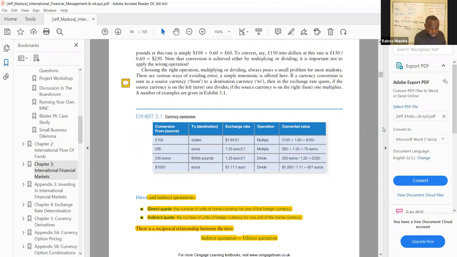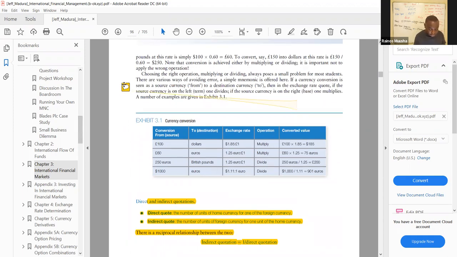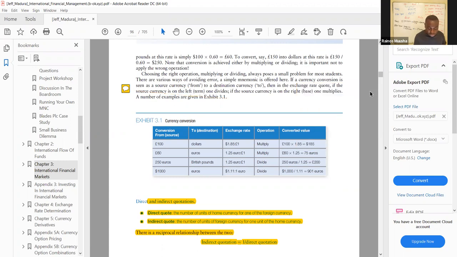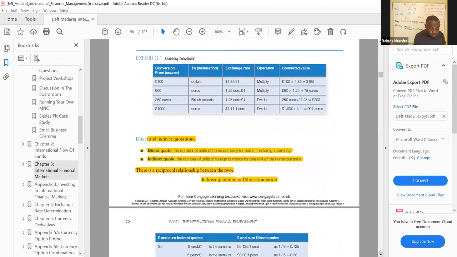So when you look at foreign currency transactions, remember you're saying, how much of the domestic currency are we needing for the foreign currency, or how much of the foreign currency are we needing for the domestic currency? So that's basically how the pricing of the currencies is done.